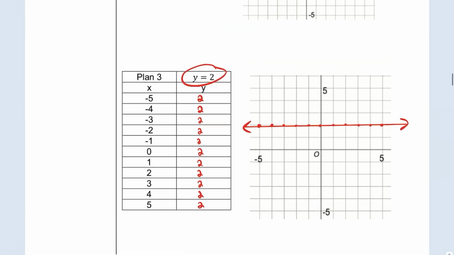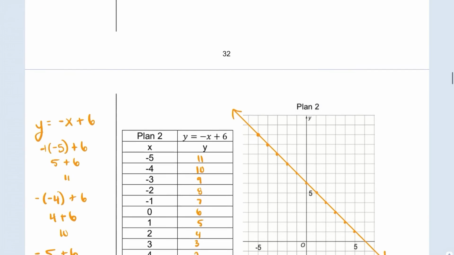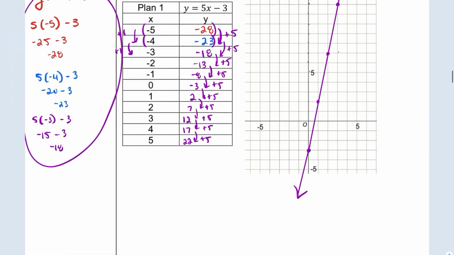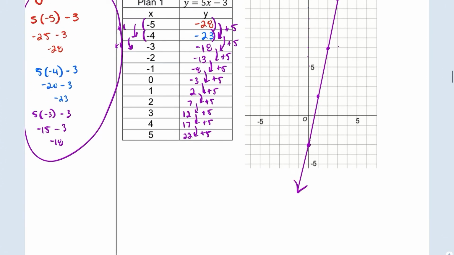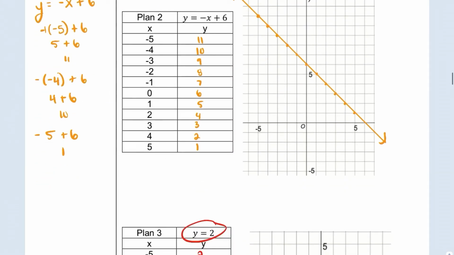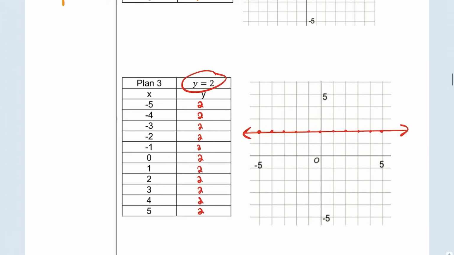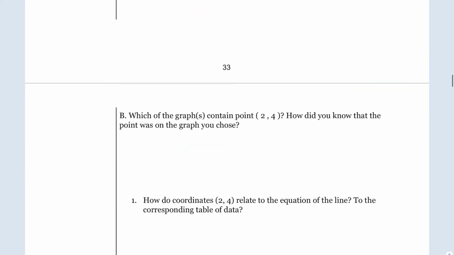So if you take a look at our graphs, we just got to figure out which line passes through the point (2, 4). So taking a look here, (2, 4) on plan 1, 1, 2, 3, 4 is right there. That's not on our line, so we're going to say plan 1 is a nope. Let's look at (2, 4), which is right here. So plan 2 definitely has (2, 4). And then plan 3, well, (2, 4) is 1, 2, 3, 4 is right here. So definitely not plan 3. So the graph that contains the point (2, 4) is plan 2.